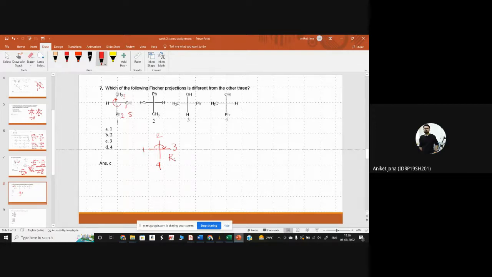Sir, second structure? No, I am talking about an example. This is an arbitrary structure. I am just explaining that. Which structure is this?